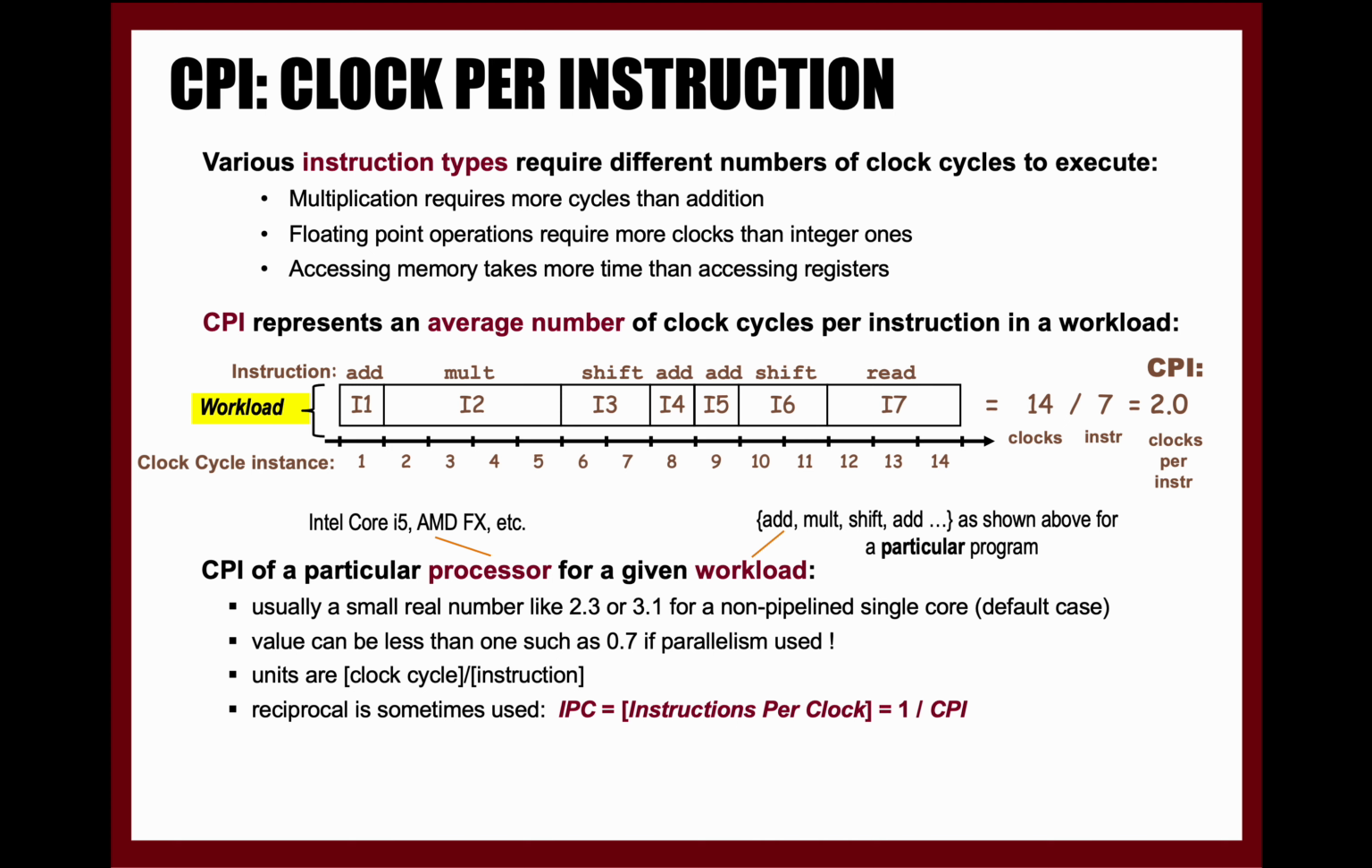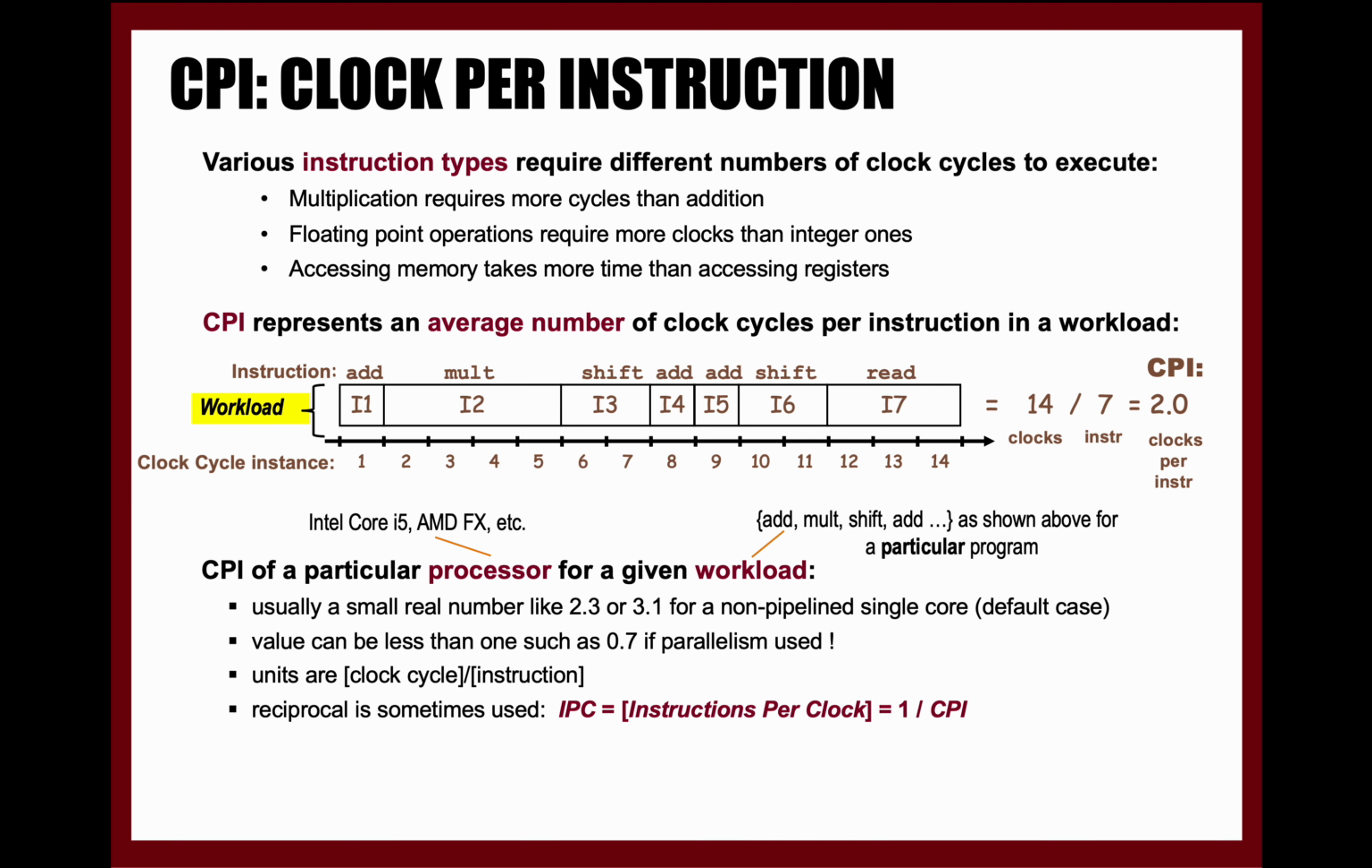Now we're going to talk about a concept called CPI, or clocks per instruction. This is a vital metric in computer architecture, giving us insight into a processor's efficiency. It's essential to know that different types of instructions have varied amounts of clock cycles to execute. For instance, multiplication consumes more cycles than addition. Floating point operations generally take more cycles compared to integer operations. Accessing memory is more time consuming than accessing a register.